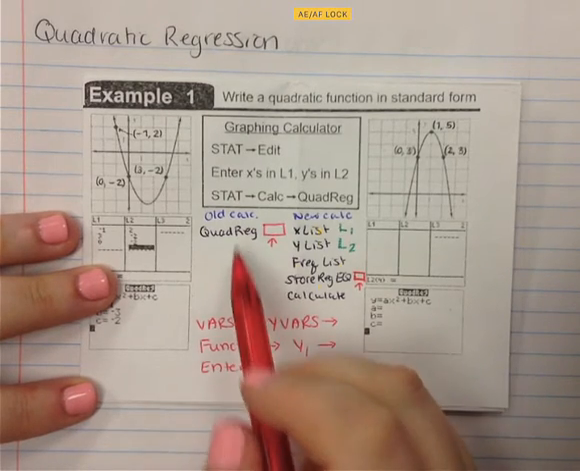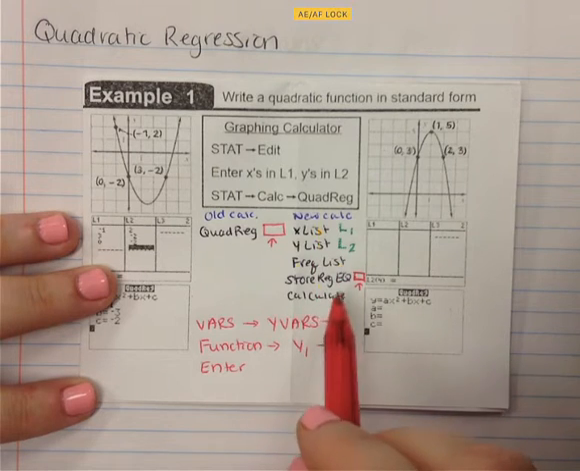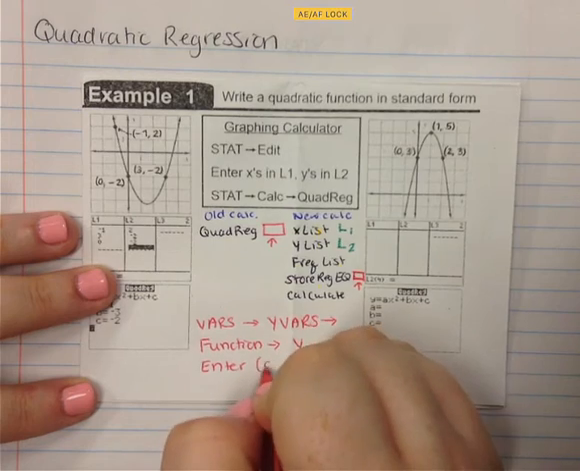Now for the older calculators, it'll automatically go to your answer. For the newer calculators, it'll actually come back to this screen, and you'll just have to go down to calculate. So I'm going to put calculate.